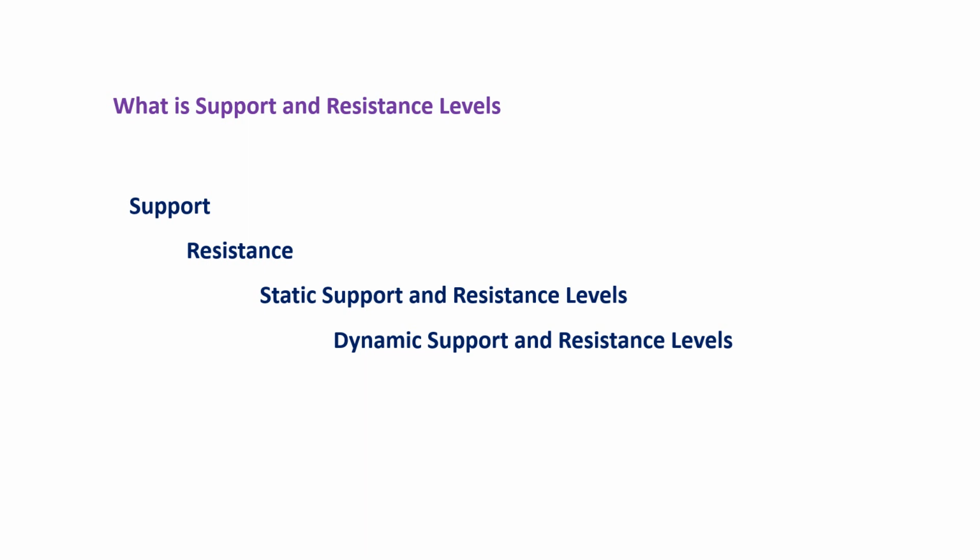Dynamic support and resistance levels such as trendline and moving averages. These levels are more fluid and change over time as they are based on mathematical calculations or trend analysis. Trend lines are drawn by connecting higher lows for uptrends or lower highs for downtrends, and they represent dynamic levels of support or resistance that follow the trend directions.